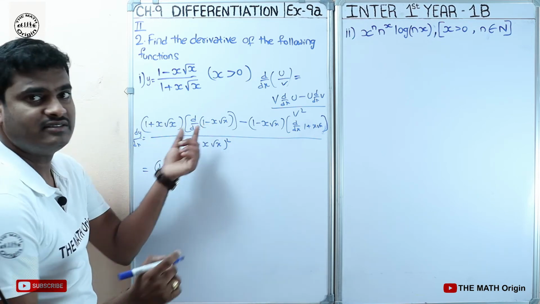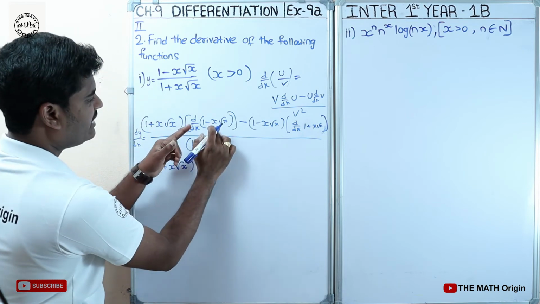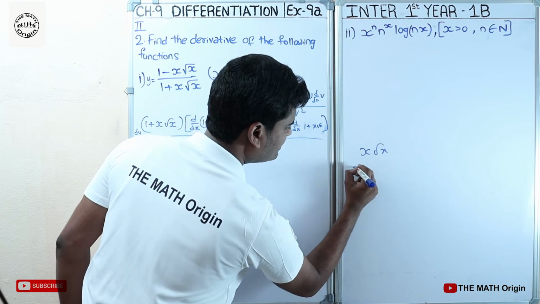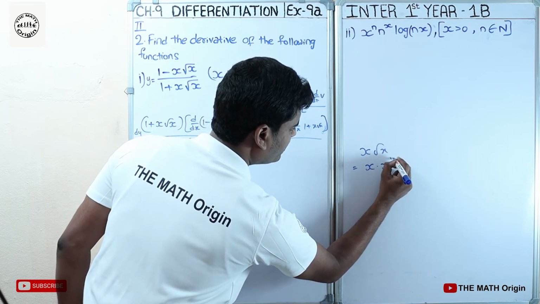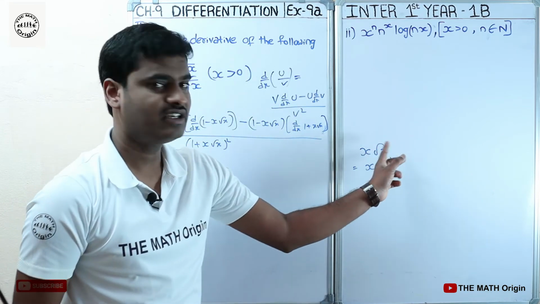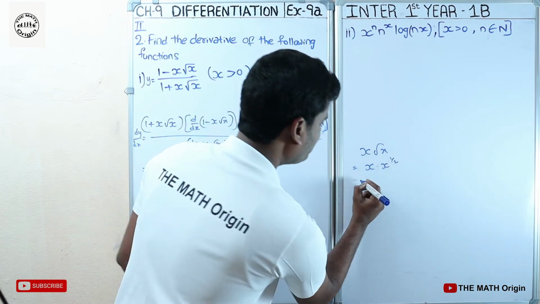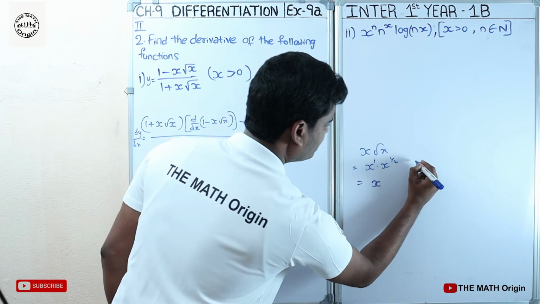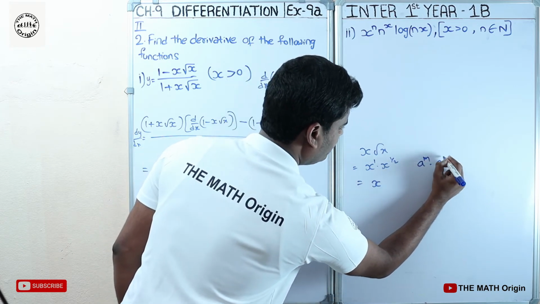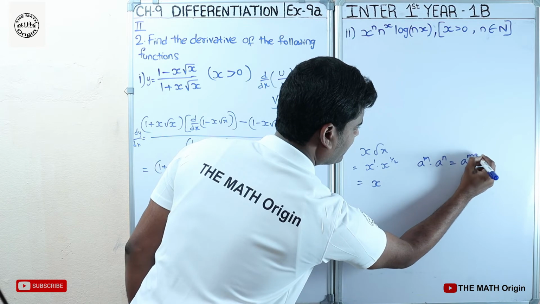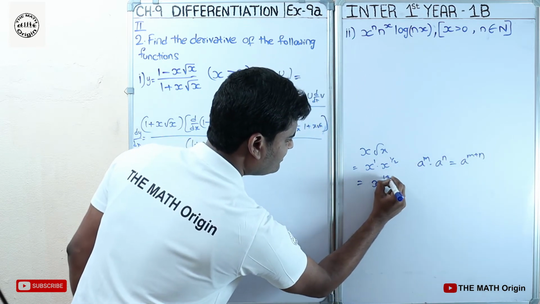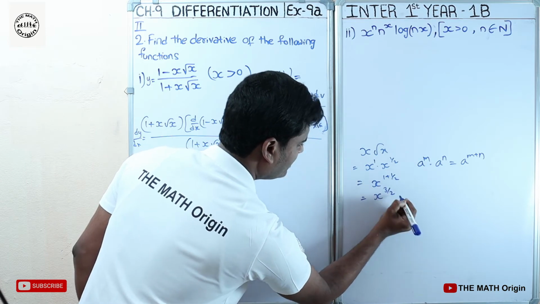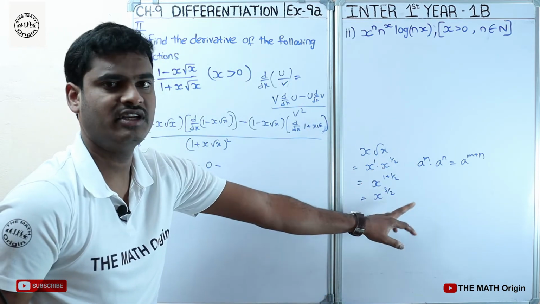dx of 1 is 0 minus here it is x root x. X root x means x into root x, which is equal to x into x power 1 by 2. So this root x I have written as x power 1 by 2. So this is x power 1 into x power 1 by 2, means a power m into a power n, which is equal to a power m plus n. So it equals 1 plus 1 by 2. Therefore, that is equal to x power 1 plus 1 by 2, which is 3 by 2. So x root x will be x power 3 by 2.